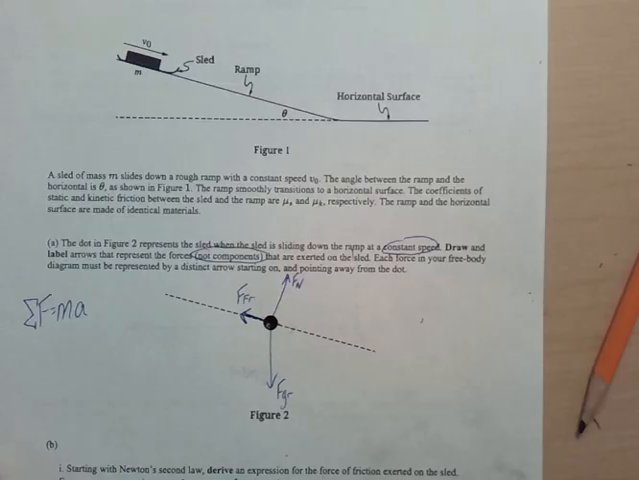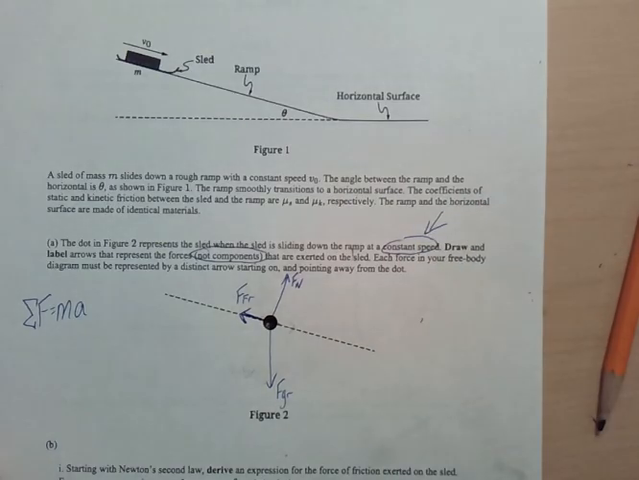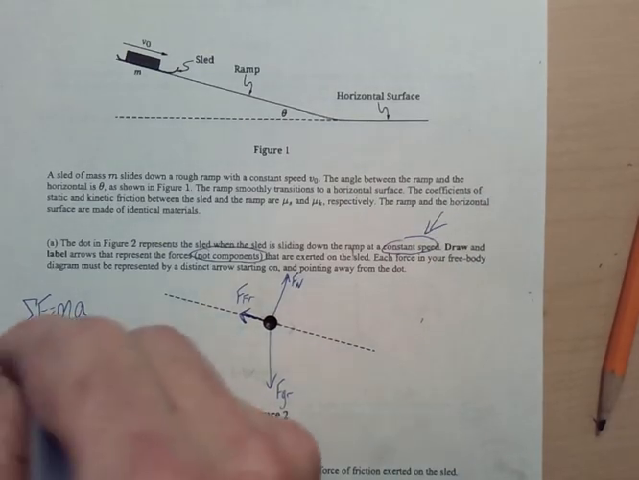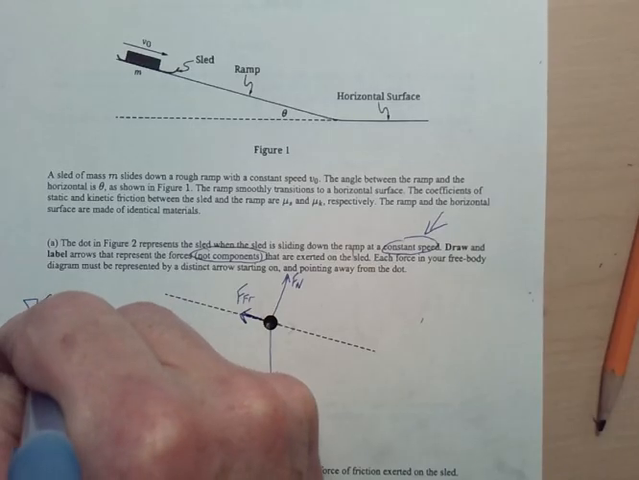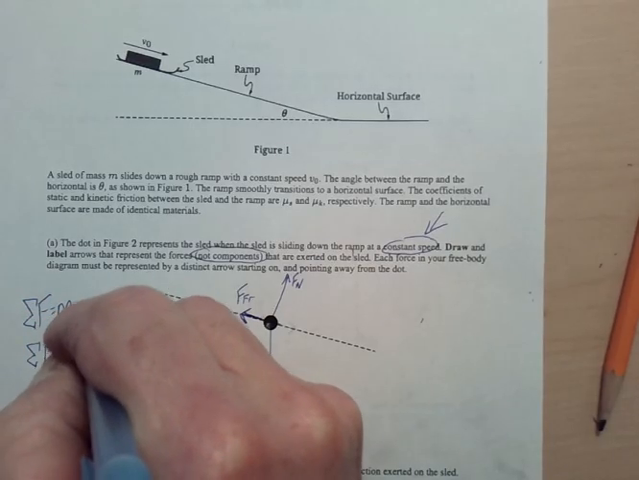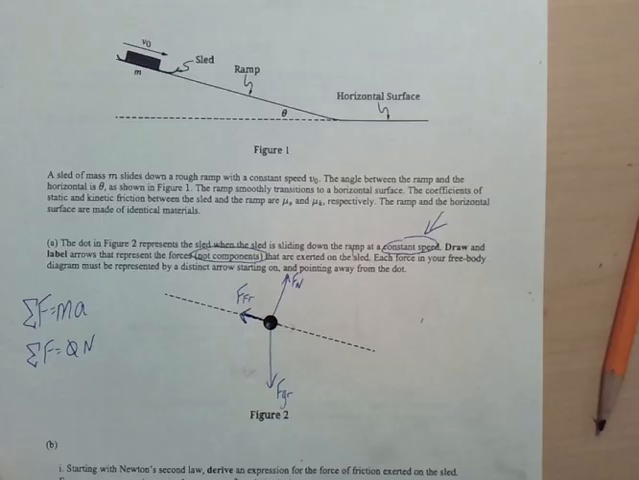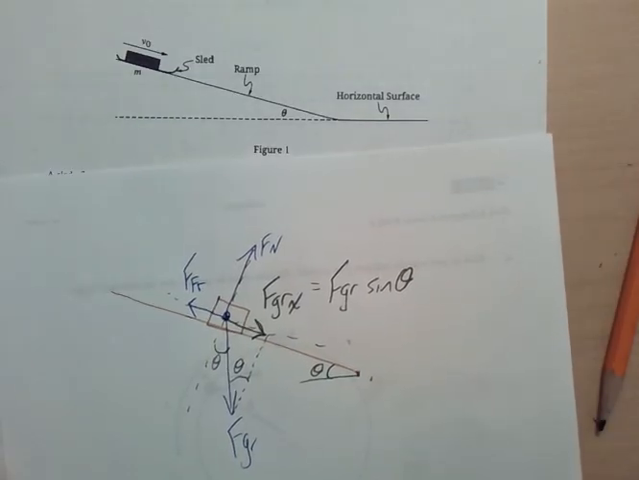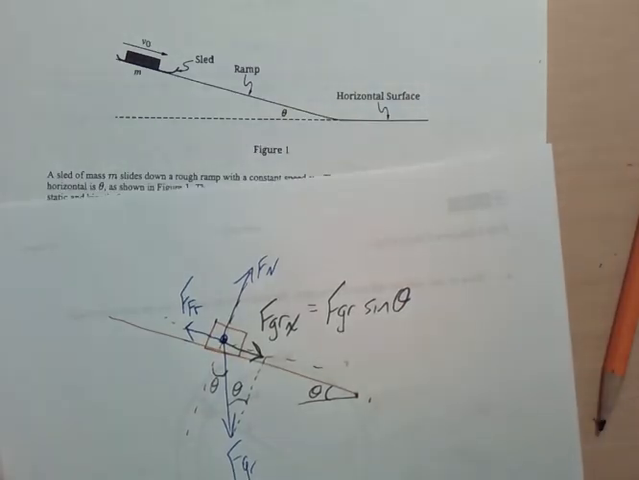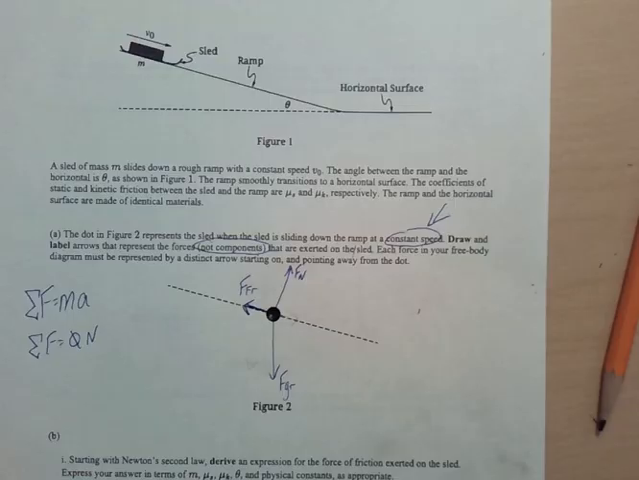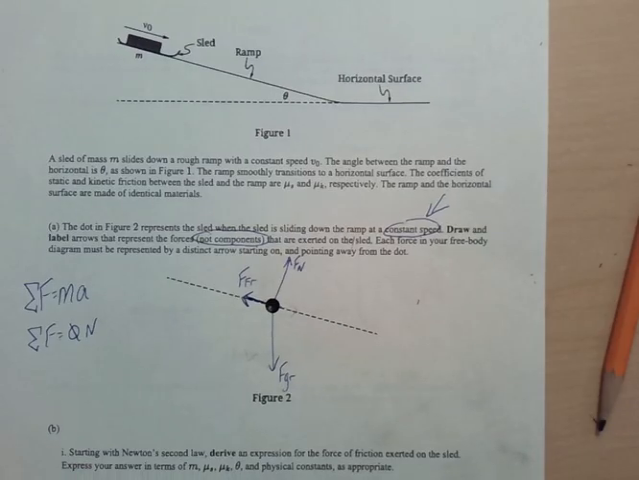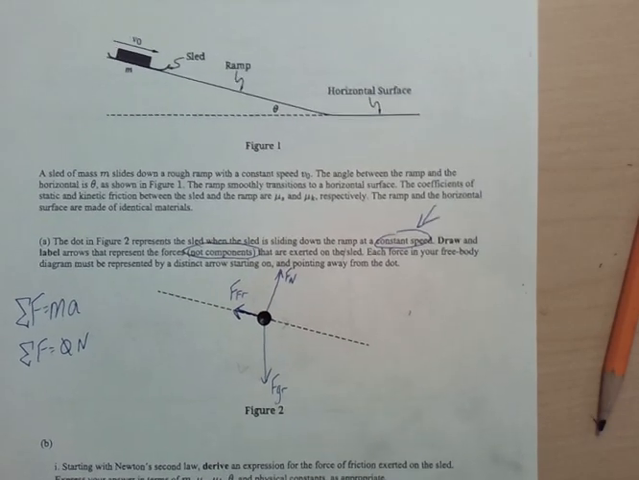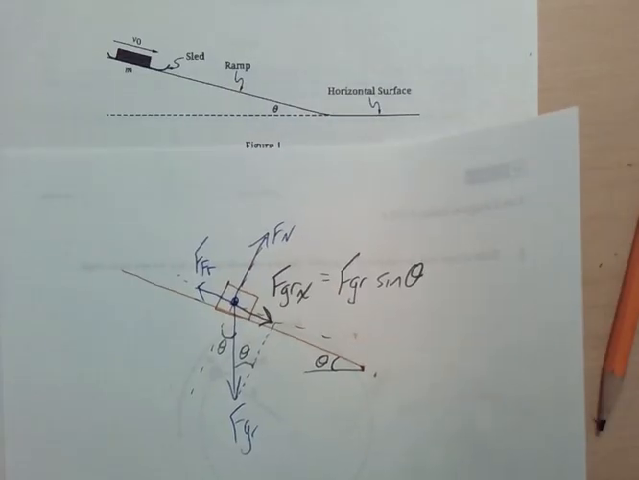And we're quick to point out that a is what? Acceleration is 0. So the sum of the forces equals 0 newtons. Well, let's sum those forces, because we're talking about the x-axis. We're trying to solve for force friction. Let me double check that. Is that what it says? Derive an expression for the force of friction exerted on the sled. Yes, we want friction, and it is equal and opposite to FGR sine theta.